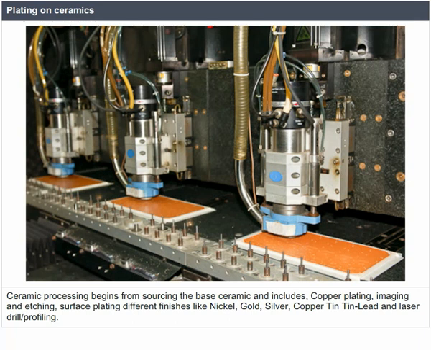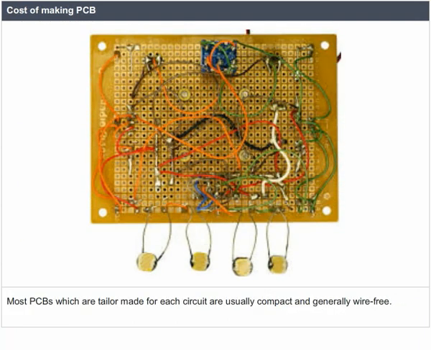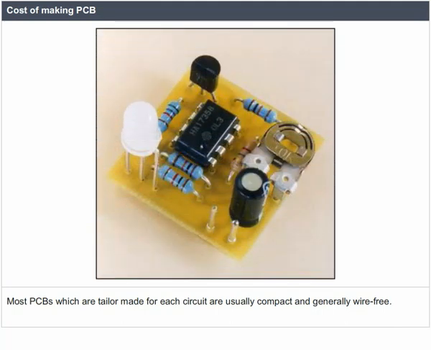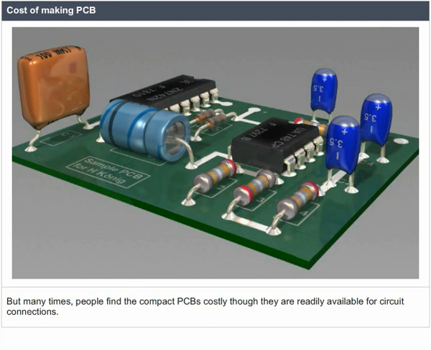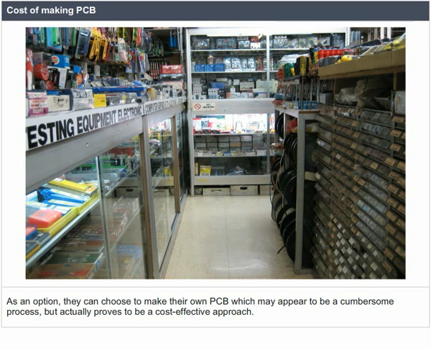Cost of making PCB. Most PCBs, which are tailor-made for each circuit, are usually compact and generally wire-free. But many times people find the compact PCBs costly, though they are readily available for circuit connections. As an option, they can choose to make their own PCB, which may appear to be a cumbersome process, but actually proves to be a cost-effective approach.